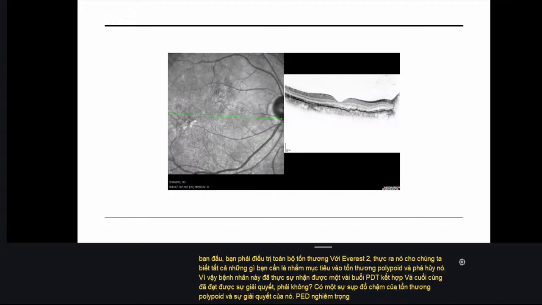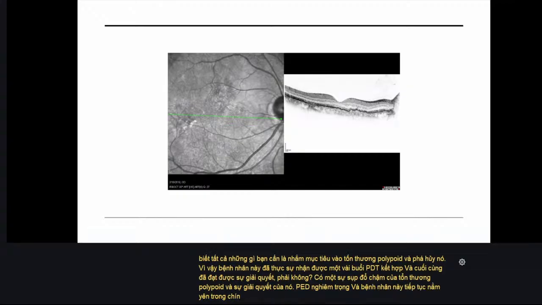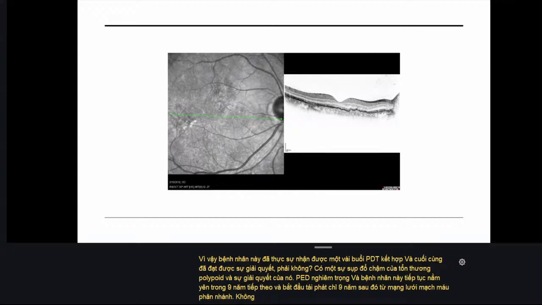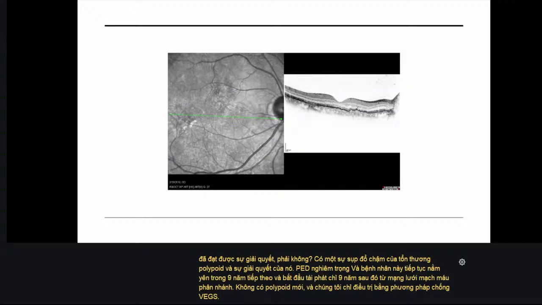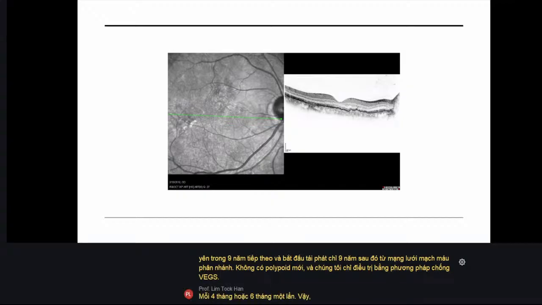And this patient went on to remain quiescent for the next 9 years and started recurring only 9 years later from the branching vascular network. No new polypoidal, and we just treat with anti-VEGF treatment once in 4 months or 6 months. So for 9 years, no injection needed.